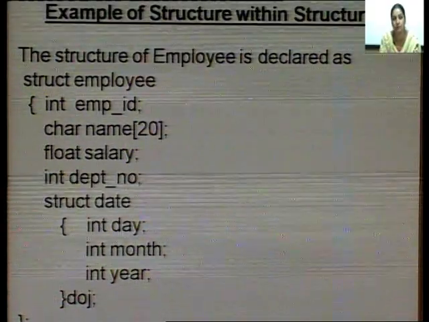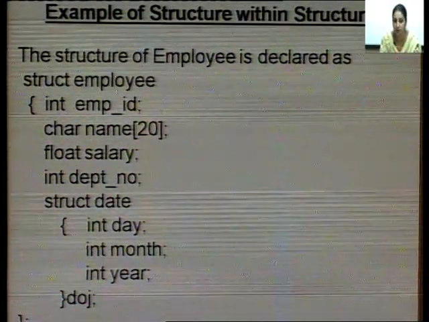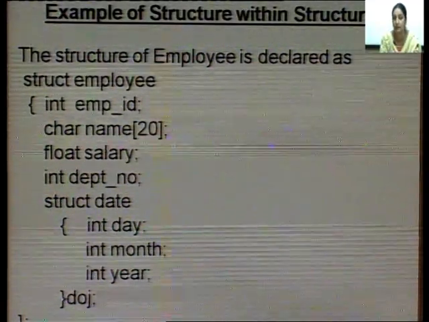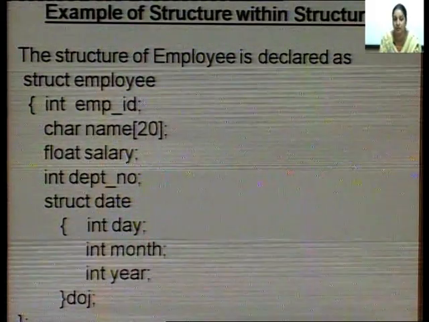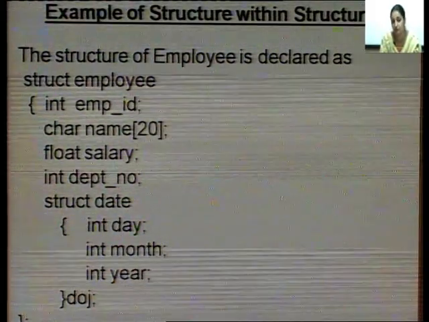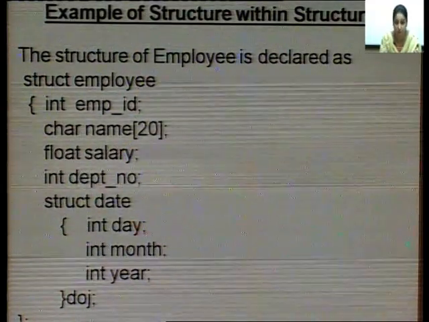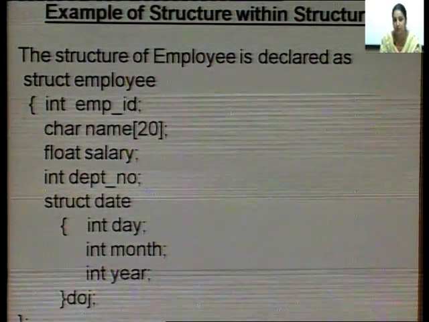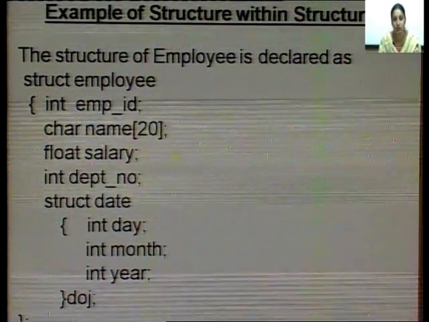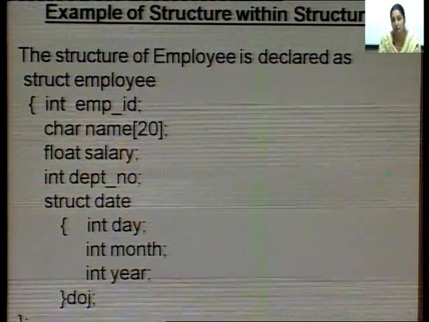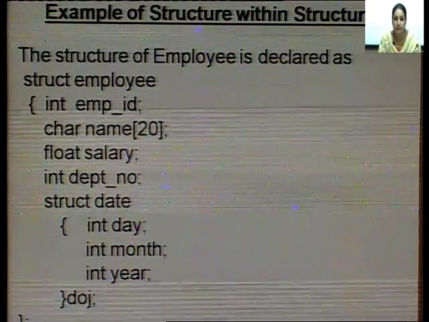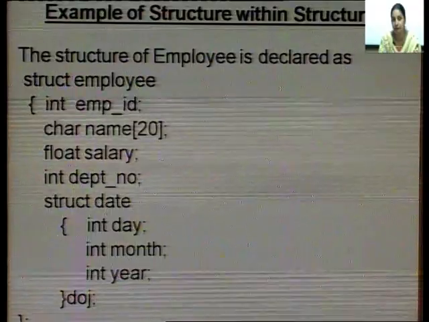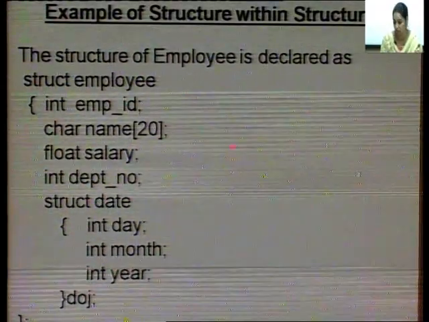The syntax example for that is: firstly I declare the structure employee. It consists of different members: employee ID using the integer data type, a character data type for name, float for the salary, and integer for the department number. Now the date consists of a structure data type. It contains 3 different members: integer day, integer month and integer year. After that there is a variable for the date data type, date doj, and after that the braces are enclosed by the semicolon.